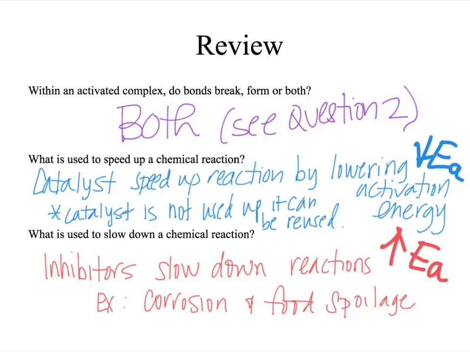Some examples of why you would want to slow down a reaction rate are things like corrosion. We want that to happen very slowly. And we talked about in class food spoilage. I wouldn't want to leave my leftovers out overnight because they would go bad. So I put them in the refrigerator, and the temperature being cooled down inhibits the food from spoiling as quickly.